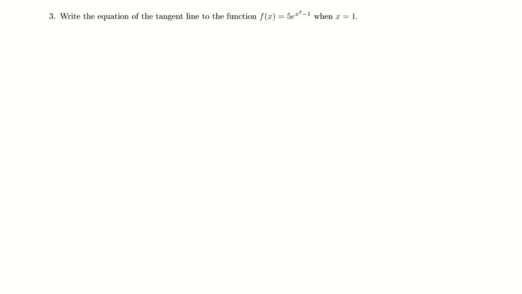Okay, write the equation of the tangent line to the function f of x equals 5e to the x squared minus 1, where x equals 1. So to write the equation of a tangent line, we're going to need the derivative. So we're going to find f prime of x. Before we do that, I'm going to do a u substitution for the exponent. So I'm going to let u equal x squared minus 1, and that will make u prime equals 2x. So then our function is f of x equals 5e to the u.